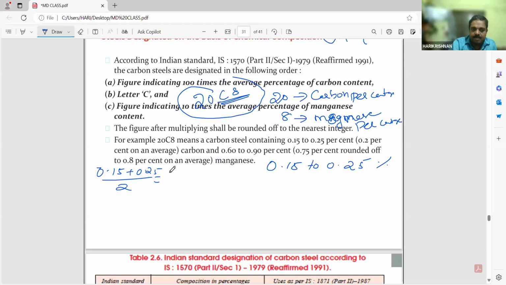What is that? 0.40 by 2, it will be 0.2. Then you have to multiply this 0.2 into 100. You will get 20. That will be your first number, 20. Then you have to add C to that.